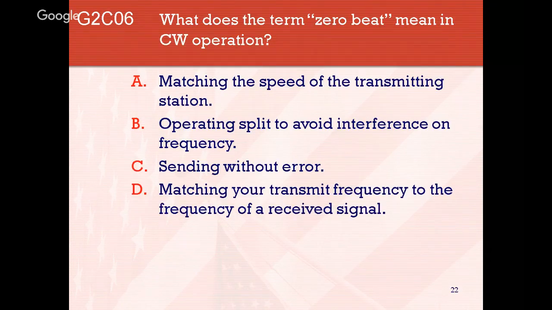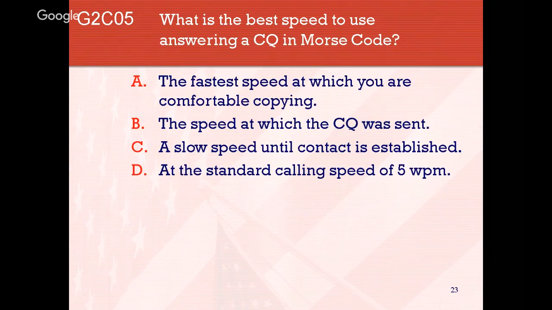So what does the term zero beat mean in CW operation? Again, this has to do with the net control operator. He says, hey, zero beat your signal. And what you're actually doing is that you're matching your transmit frequency to the frequency of a received signal. I wish I had this more live and I could demonstrate that a little better, but that's all right.